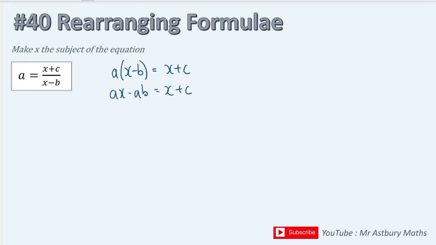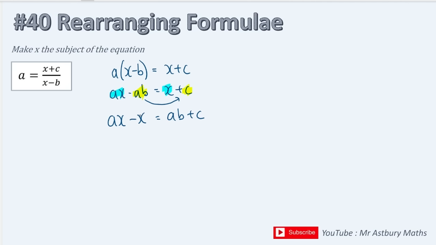And then what I'm going to do is move all the terms that have an x in it to the other side, or in this case, the left side. And then everything which doesn't have an x in it is going to go over to the right side. So I'm going to get ax, I'm going to minus the x over, and I'm going to plus the ab to that side. So I get ab plus c, or c plus ab, doesn't make a difference.